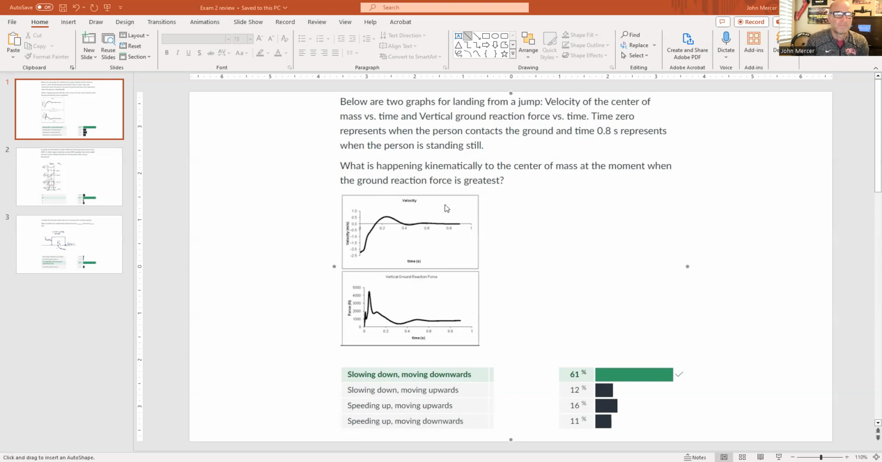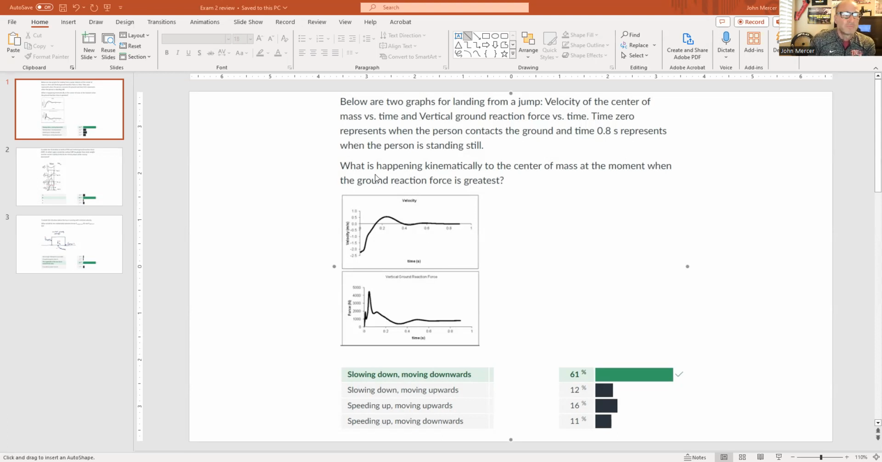The next plot has force on the y-axis, and time, the same time axis as the previous plot, on the x-axis. And this is the vertical ground reaction force. This is a very characteristic ground reaction force for landing from a jump. Time zero is the moment the foot hits the ground. So in this case, it would be the toes striking the ground. And then time 0.8 is where the person's standing still. And in essence, this represents the person's body weight, where both feet are on the force platform.